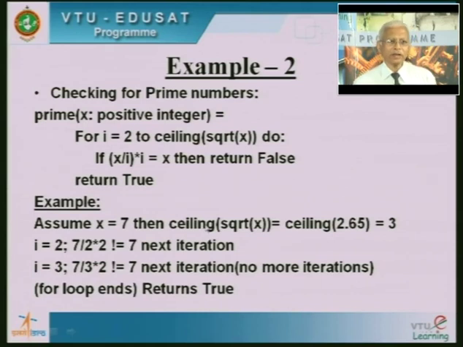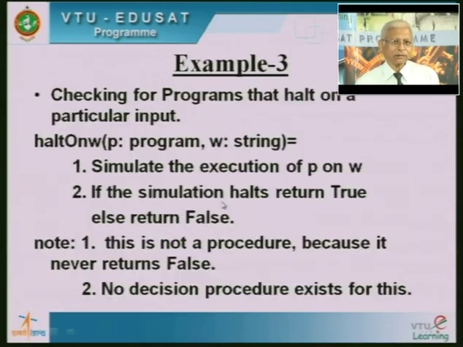That means what you are doing is in effect checking whether 7 is divisible by 2, divisible by 3. It is not necessary to check divisibility by 4. Okay. So, it returns true, 7 is a prime number. So, this is the way to do it, and it always terminates and gives the correct answer, very important.